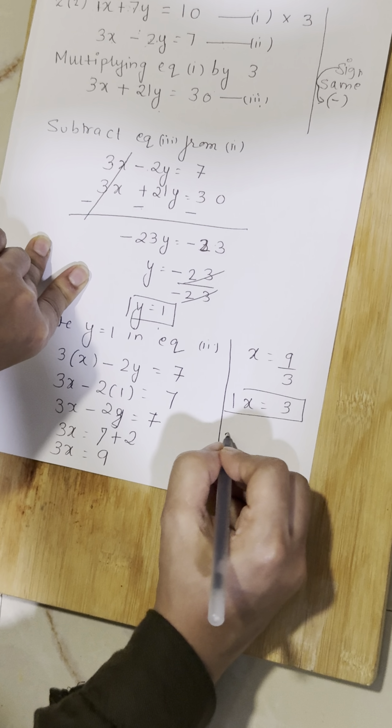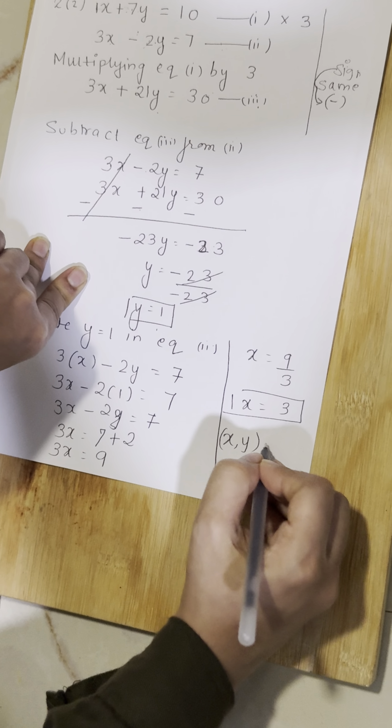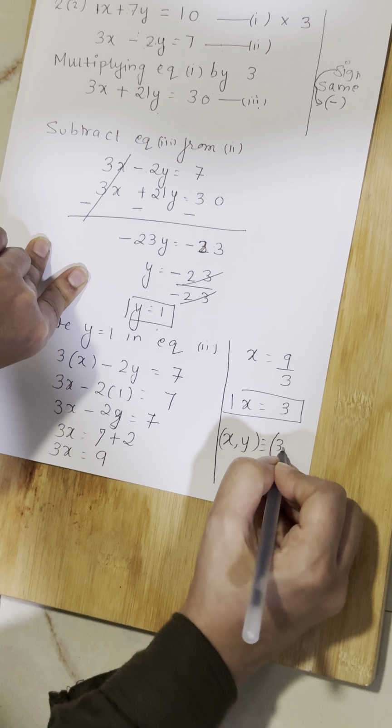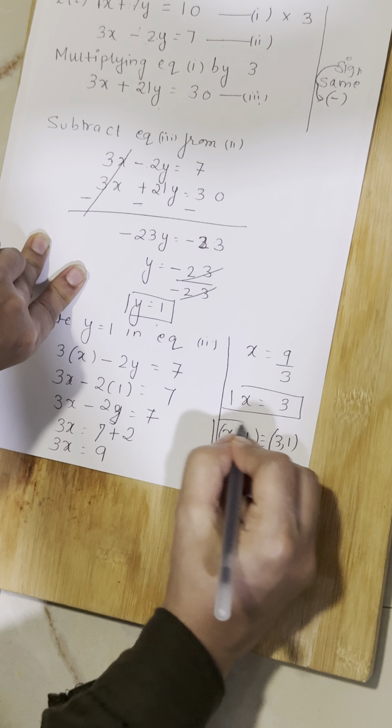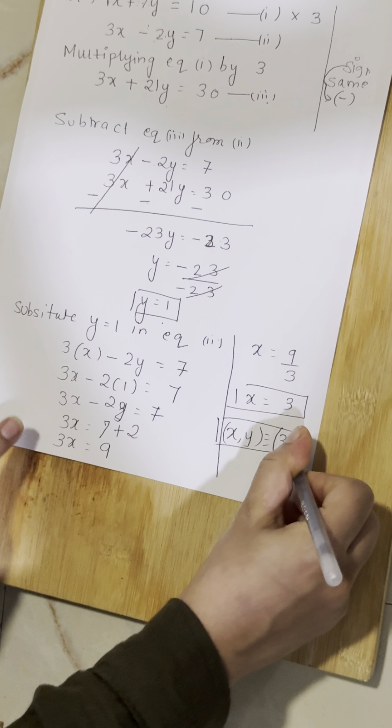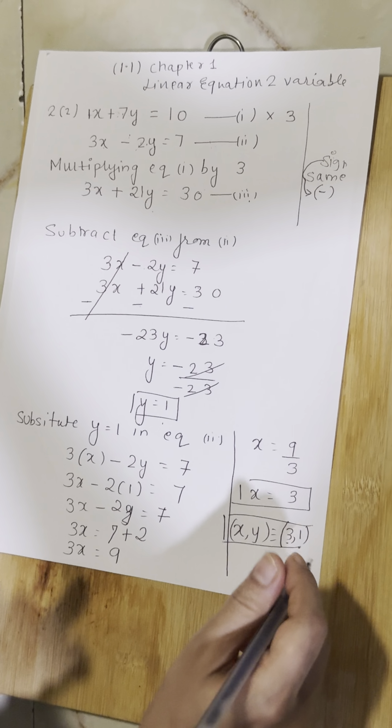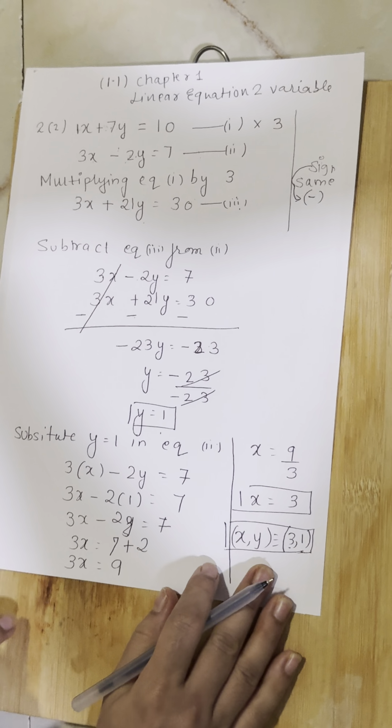So what's the answer? You will write in this format, x comma y. What is x? 3 comma y is 1. Okay, in this way you can get half marks over here. Half marks is for the final answer. Okay.